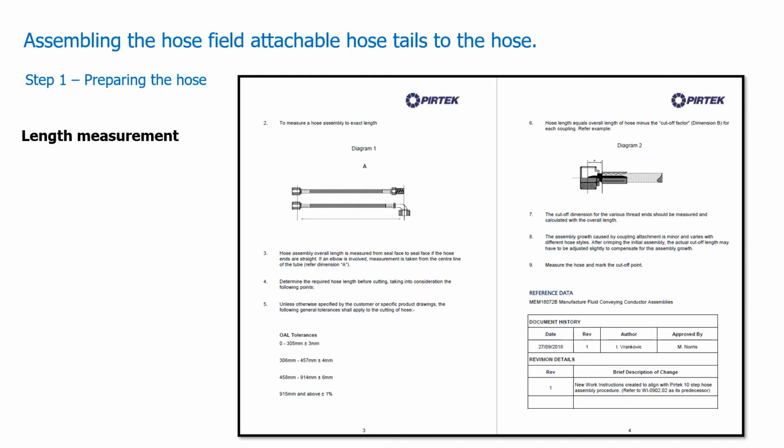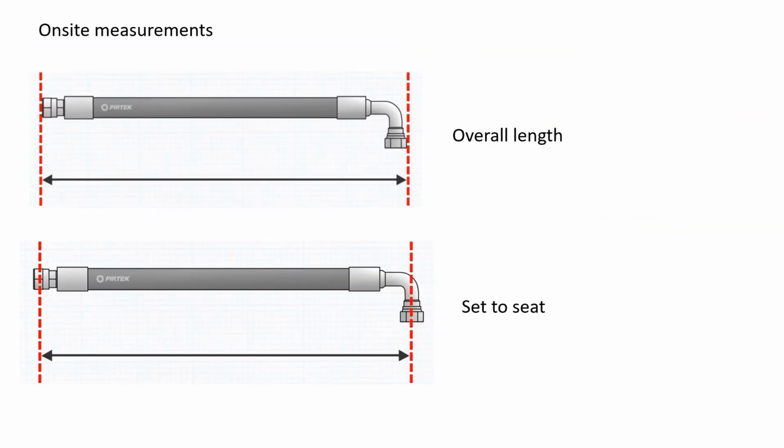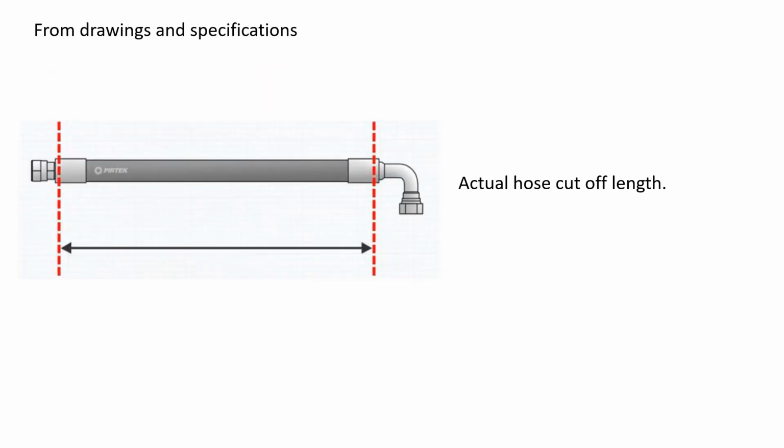Let's make the hose using the field attachable hose tails. First thing I need to do is measure my length of my hose. I could be measuring for a replacement hose for an existing hose. I can measure it taking an overall length. I can take another measurement from seat to seat. The actual hose cutoff length can be already worked out for me. But in our example, we're going to have to work it out.